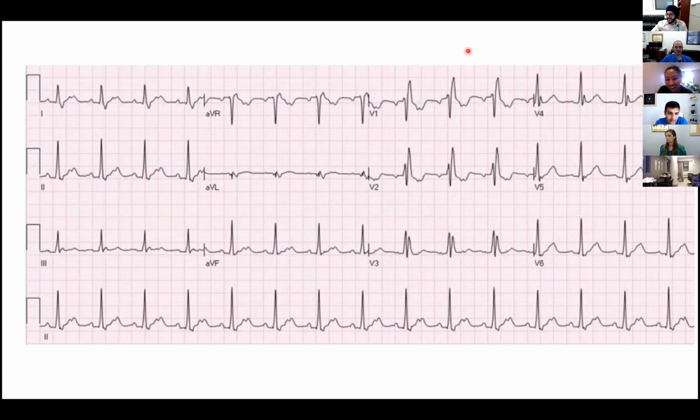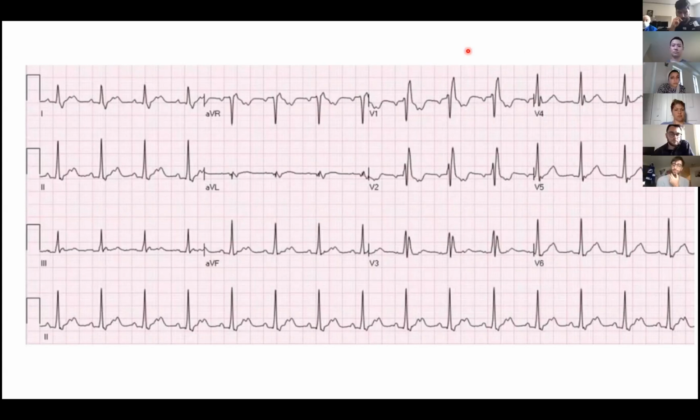I see that it's fairly regular, I would think. Okay, so we've got a regular, narrow complex rhythm. And we see that there are like two P waves. Looks like the first one I can see on lead 2 is superimposed on the T wave. Okay, so now just stop there.